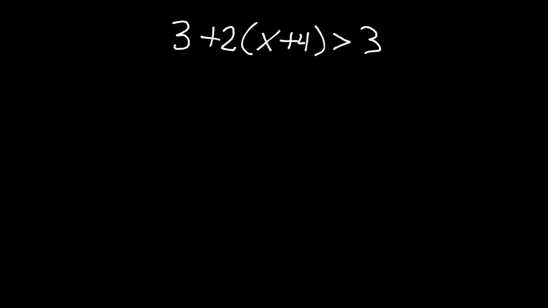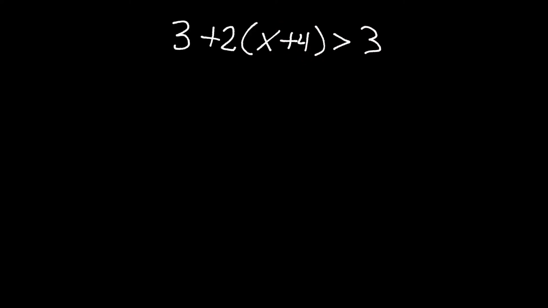Here I have 3 plus 2 times the quantity x plus 4 is greater than 3. My goal is to solve for x and get it to be the only thing on the left side. Before I'm able to take care of anything though, I'm going to have to do some distribution. I'm going to have to distribute because I can't get the x alone while it is still in parentheses.